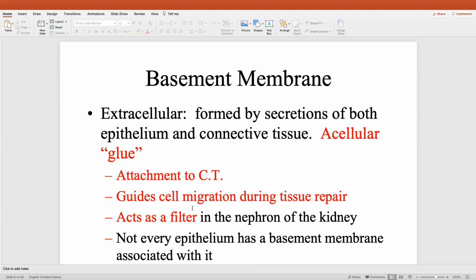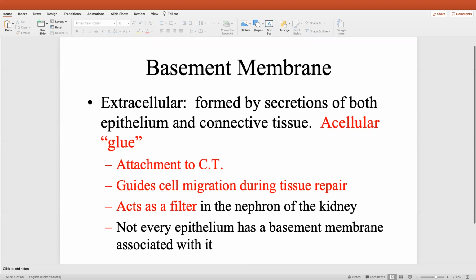It can also guide cell migration during tissue repair and healing. And in the kidneys, this basement membrane acts as a filter. So then we can filter out certain things from our bloodstream. Not every epithelium has a basement membrane associated with it, right? Basement membranes are usually thick. So in areas where we want light to go through, we're going to have cells with very little basement membrane.